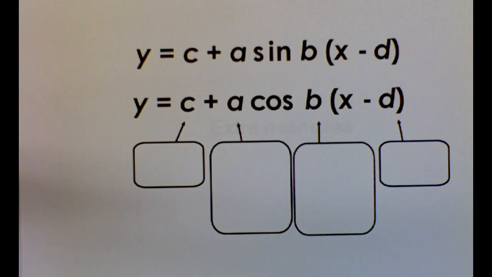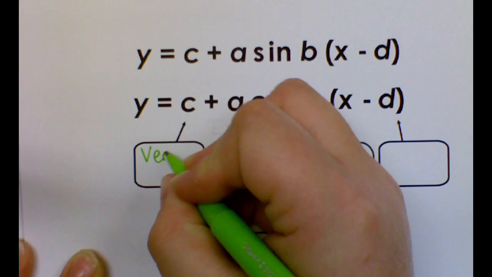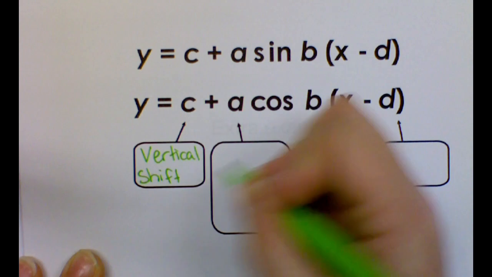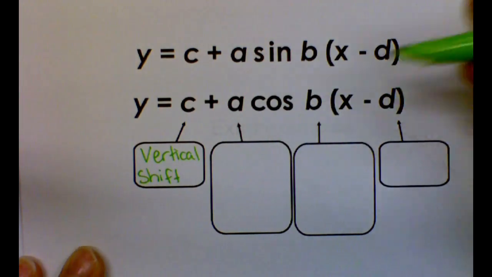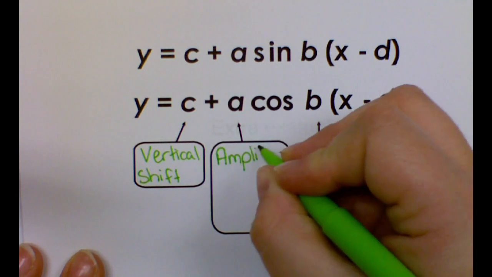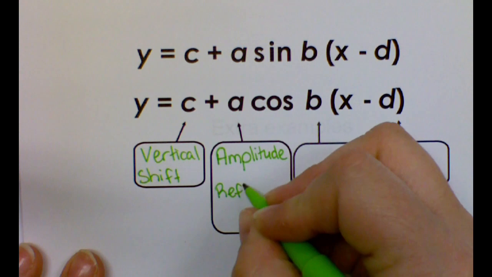All right, this video is just going to be extra examples if you need more work with graphing trig. So remember that with our sine and cosines, this number that's added either in the front or the back is your vertical shift. The a value that's multiplied right in front of the sine or cosine is your amplitude. And if it's negative, you could reflect over the x-axis.